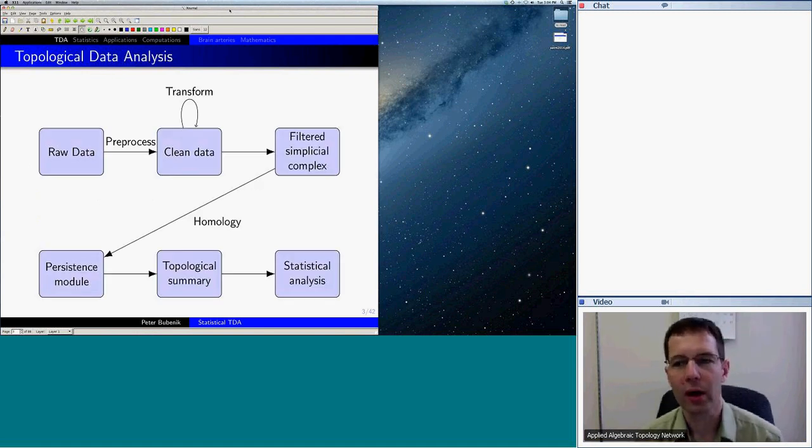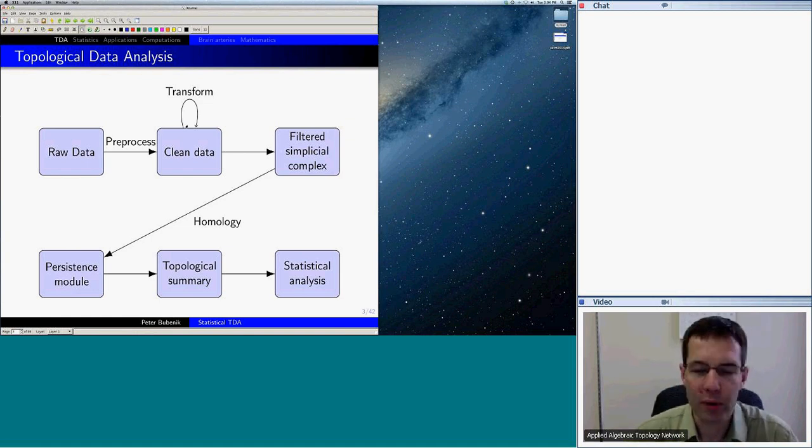So here's the standard pipeline for TDA. We start off with raw data, which is pre-processed, and then there is an optional step in which we are transforming the data. Then we want to construct a filtered simplicial complex, and typically we do that through some geometric construction. Then homology, which gives a persistence module, and from that the topological summary, and at the end we'd like to perform some sort of statistical analysis.